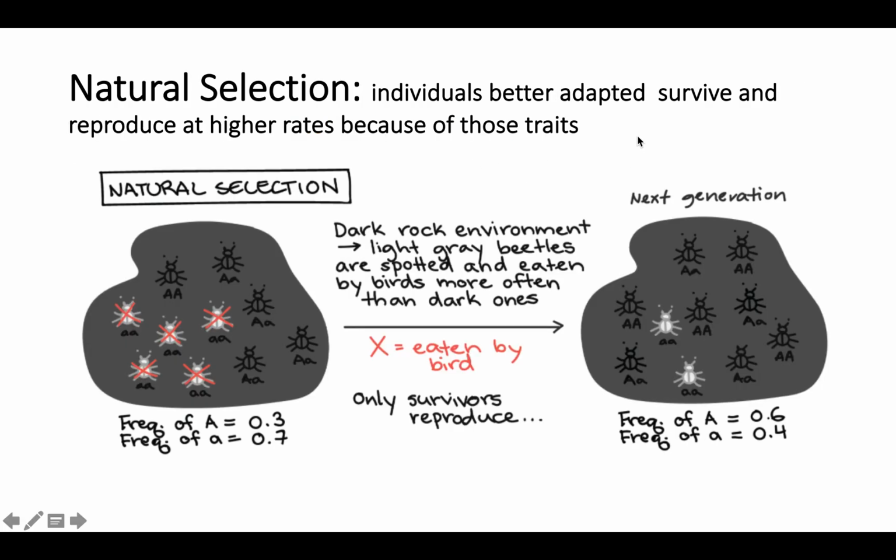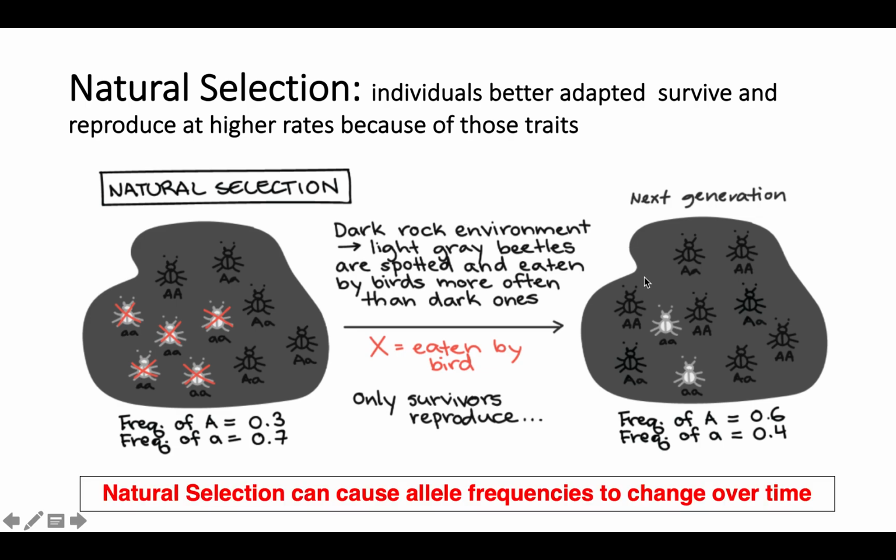Natural selection. Individuals better adapted for their environment reproduce at higher rates because of those traits. It's kind of what natural selection is. And for example, here we have dark bugs on a dark background versus light bugs on a dark background. The light ones are eaten by birds because they're more visible and less camouflaged, and therefore the next generation has changed allele frequencies.